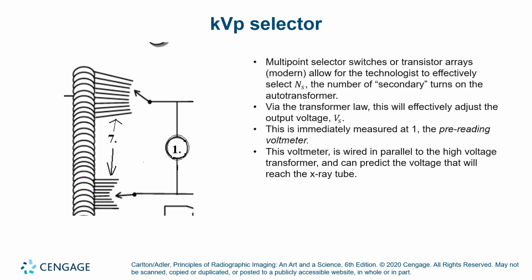The voltage output, the voltage secondary, is going to be equal to the number of turns secondary. If we can select the number of turns secondary, we can select the output voltage. Okay. And then, of course, we're measuring that. And if we change the scale on our meter to times 1,000, we can predict what the X-ray tube is going to experience.